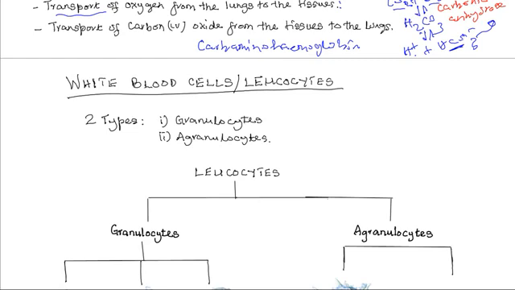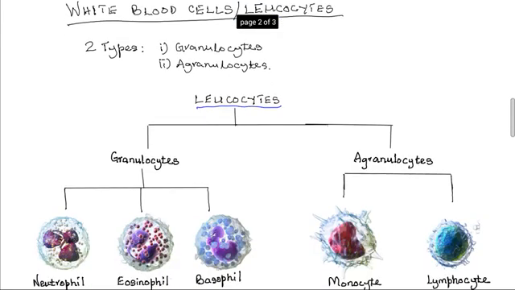Now, there are two types or groups of white blood cells. White blood cells, also known as leukocytes, are grouped into two, namely granulocytes and agranulocytes. Granulocytes are so called because they contain granules within their cytoplasm. These granules appear as dots. So granulocytes are so called because of the presence of granules, protein granules, within their cytoplasm.